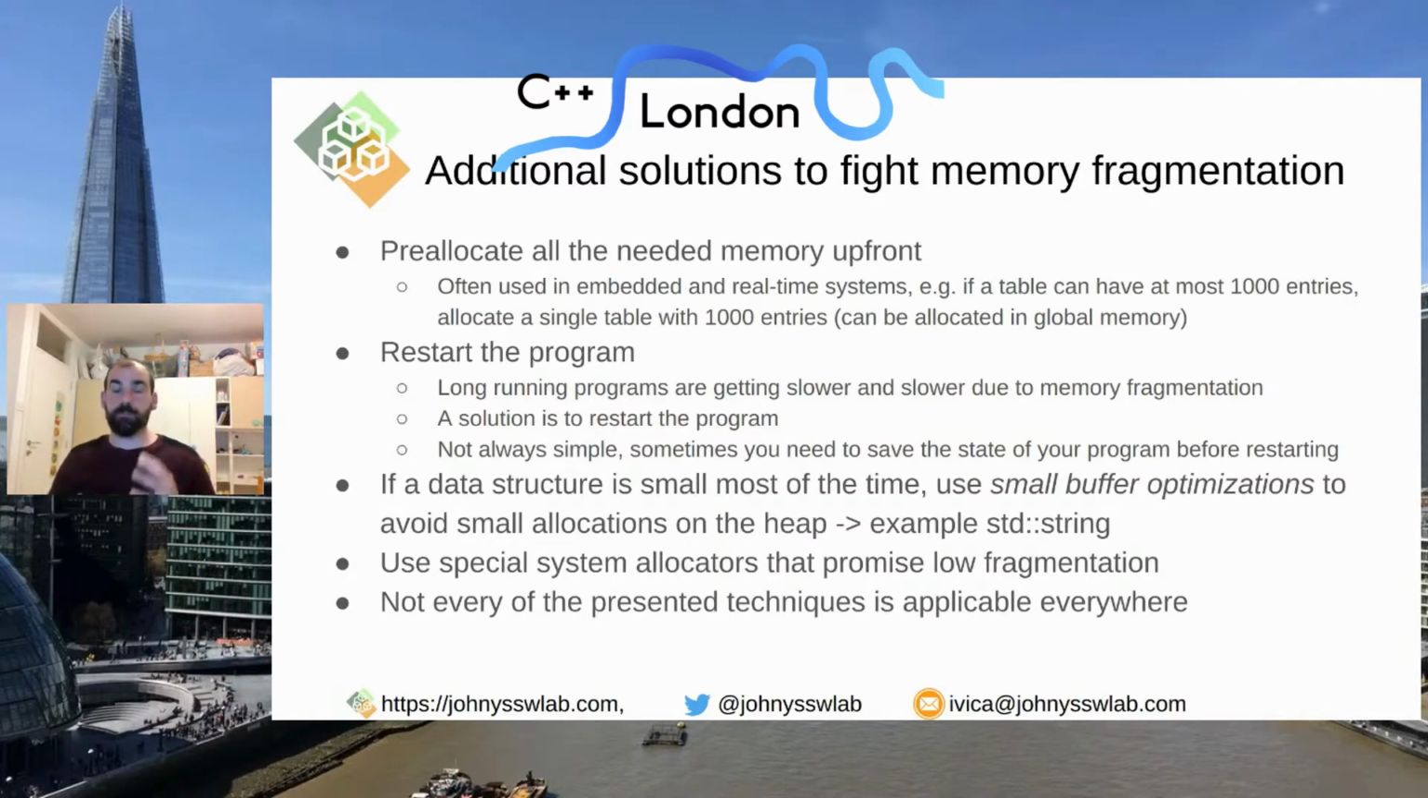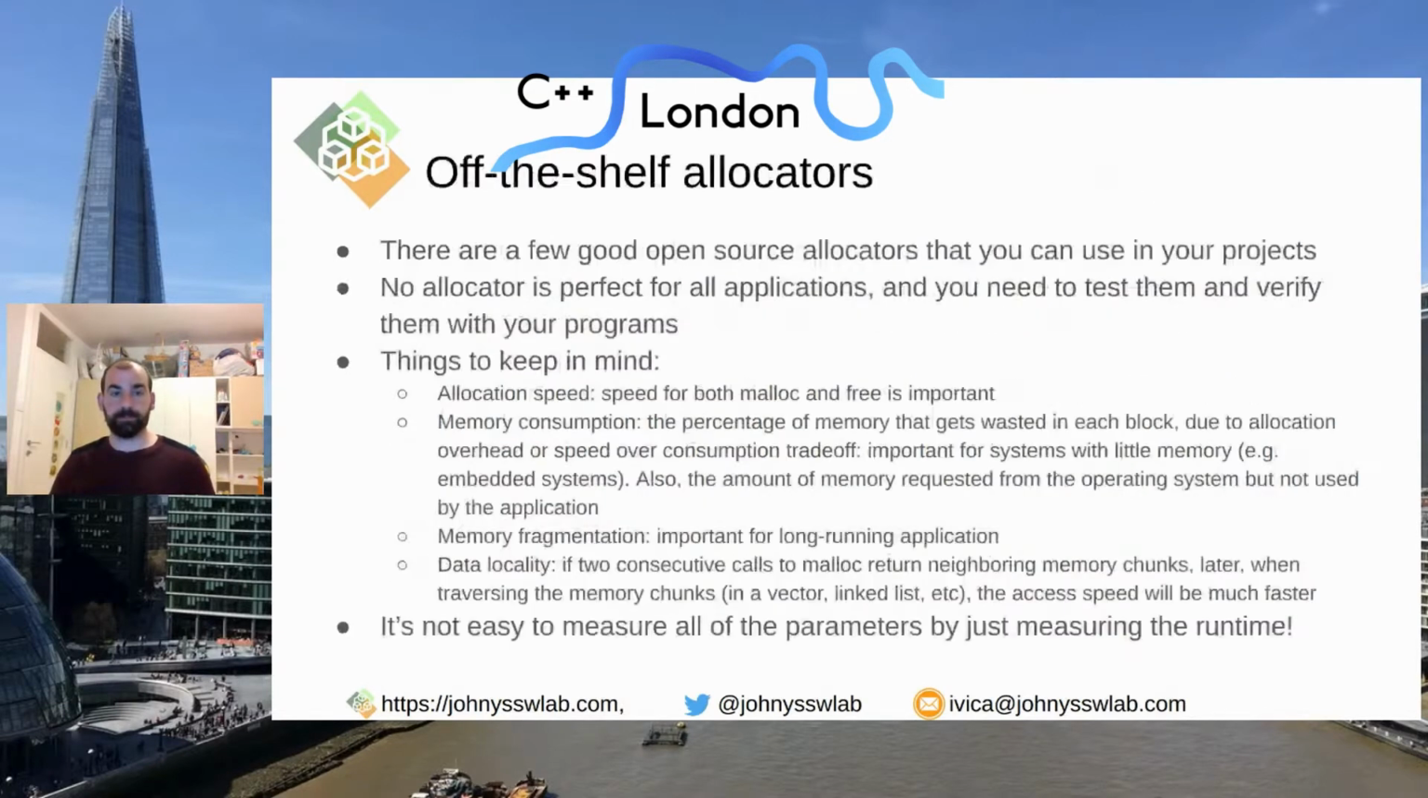If you want to know more about it, especially if you have small vectors, like a vector of 1 or 2 or 3 variables, this is something that is really good for performance, a really clever idea. So I suggest if you need this, you should look it up. You can also use special system allocators that promise low fragmentation. Not every one of the presented techniques is applicable everywhere, so you need to use your good judgment and pick the one that is suitable for the problem you're trying to solve.